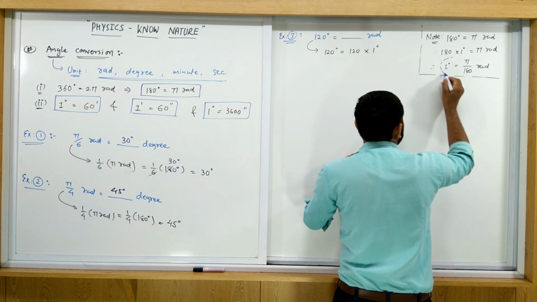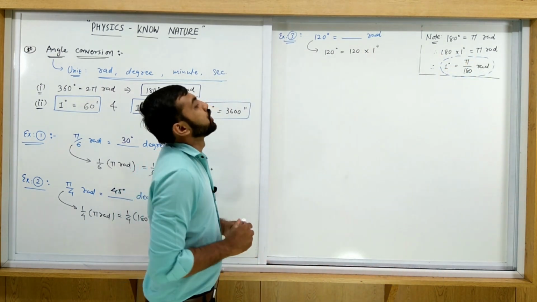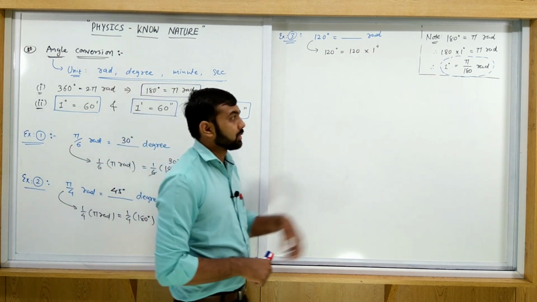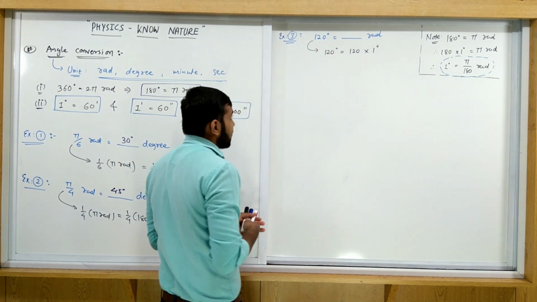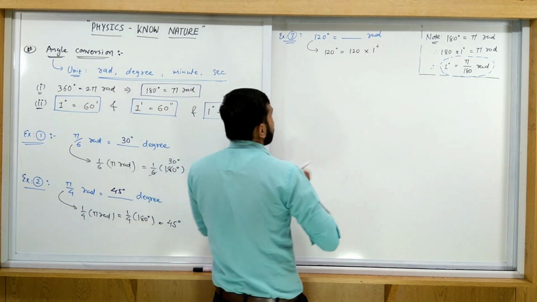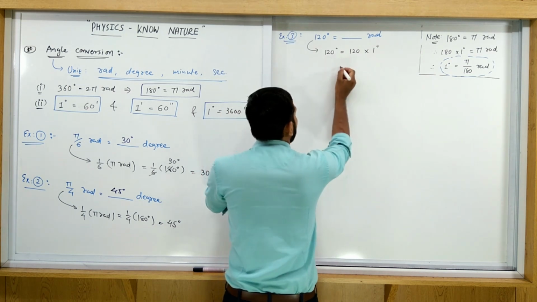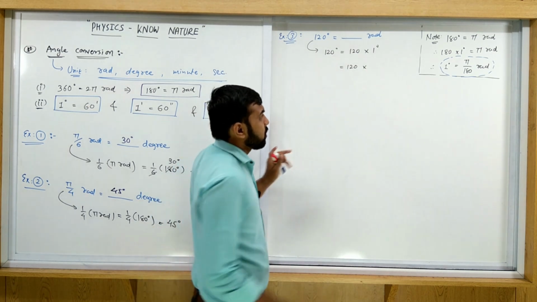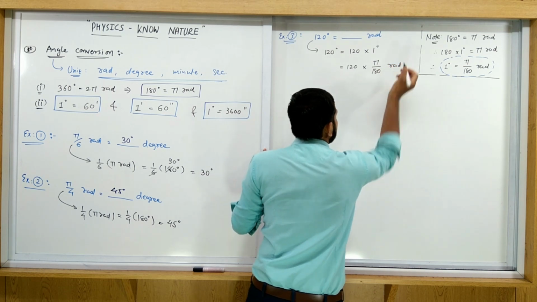Wherever you see 1 degree, you just put pi by 180 radian. So finally you get the answer. Let's put this value here. What do we get finally? 120 as it is, into 1 degree, which is pi upon 180 radian.